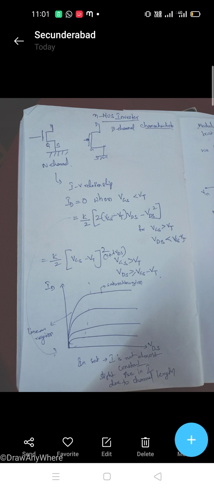So for this we add one more term to the equation: 1 plus lambda VDS. We add this factor so that, as VDS is increasing, it accounts for the slight rise in current, beside K by 2 into (VGS minus VT) whole square into (1 plus lambda VDS). And coming to the MOS inverter characteristics.